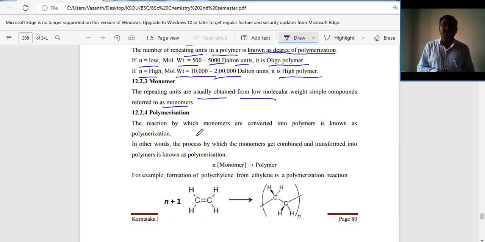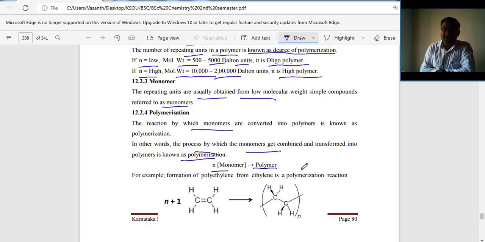Polymerization is a reaction by which monomers are converted into polymers. In other words, the process by which the monomers get combined or transformed into polymers is known as polymerization. Consider here n monomers, we are getting polymers. Combinations of these monomers, what are we getting? Polymers.